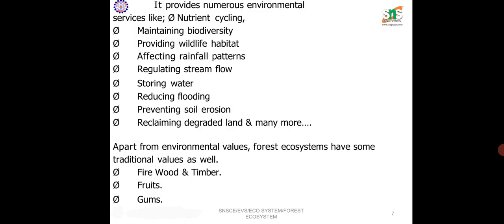So it provides numerous environmental services like nutrient cycling, maintaining biodiversity, providing wildlife habitat, affecting rainfall patterns, regulating stream flow, storing water, reducing flooding, preventing soil erosion, reclaiming degraded land and many more. So apart from environmental values, forest ecosystem has some traditional values as well, for example firewood and timber, fruits we are getting, gums, herbs and drugs.